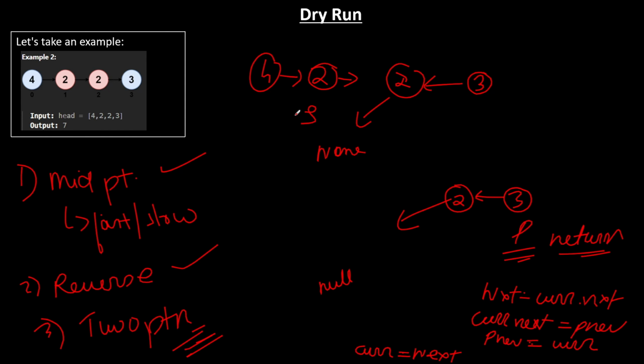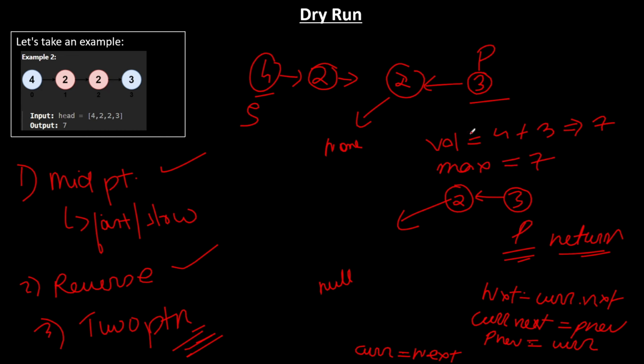Now we will do a 2 pointer. What we can do is that we could bring the slow pointer again to the head, and we still have it here, right? So that's the thing. So we will just take both of their values: 4 plus 3 gives me 7, right? So max has the 7 value as the max right now. Great. So it will come here, then this will also come here. 2 plus 2 gives me 4, right?